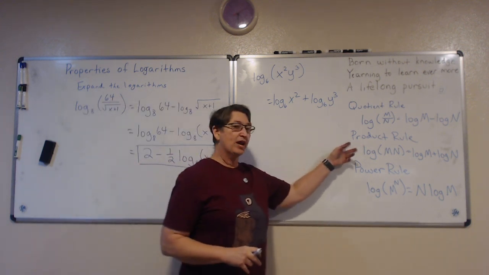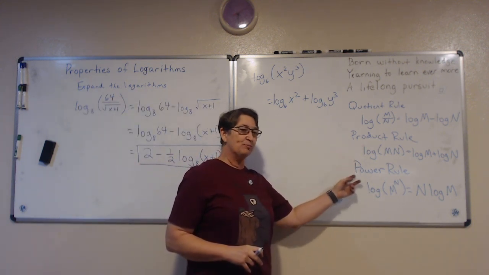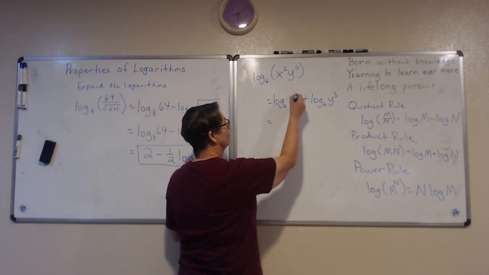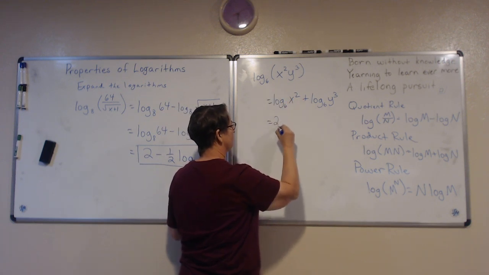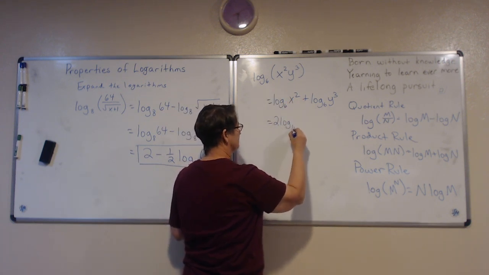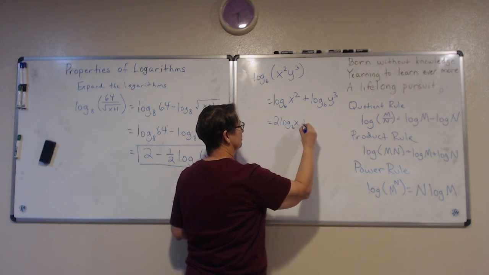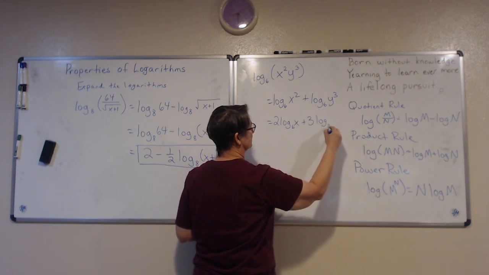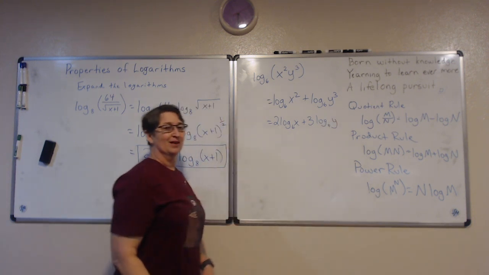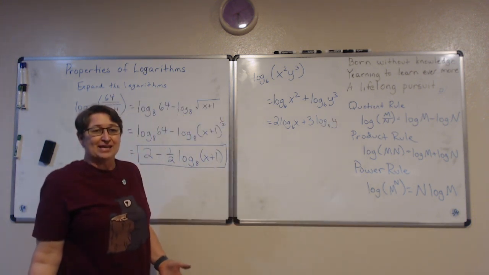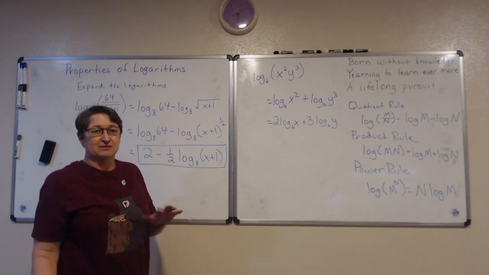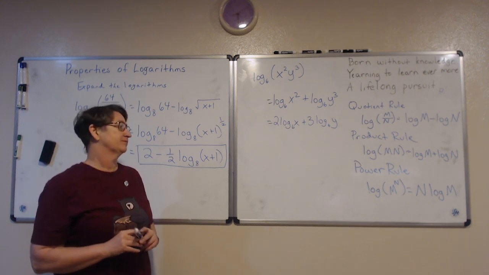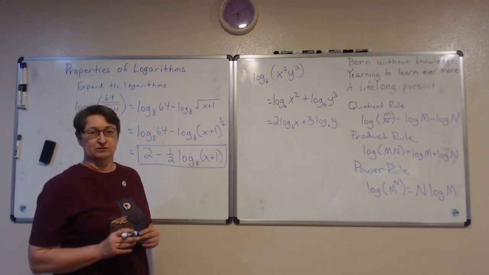Now, I've done the product rule. Now I'm going to use the power. So now I'm going to take this 2 and kick it right out front. So log base 6 of x plus, make that 3 times the log base 6 of y. I don't know what x and y are, so I can't do anything more. That's it. Done.